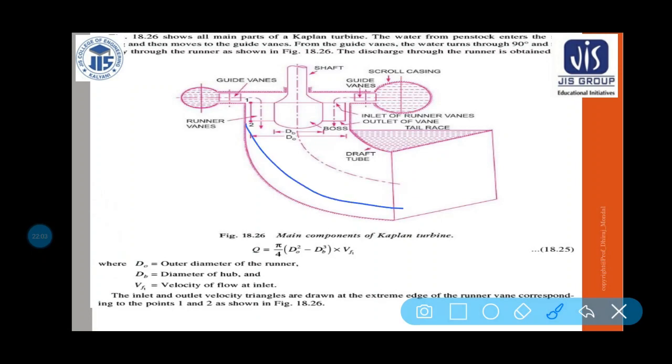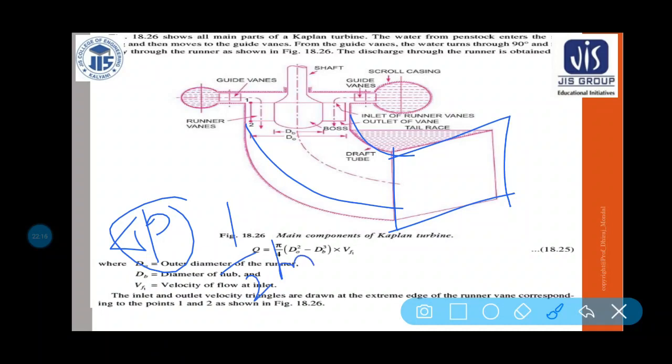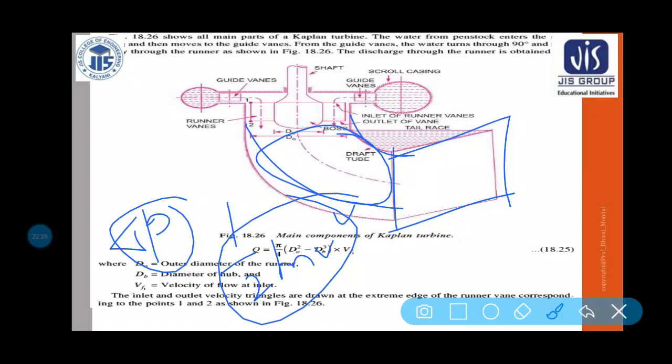And this is your draft tube. What is the function of the draft tube? The draft tube is basically used to produce pressure energy at the expense of kinetic energy. You know that the pressure available at the outlet of the turbine is basically vacuum pressure. Vacuum pressure means negative gauge pressure, or pressure less than atmospheric pressure. So it will not be easy to go out. The water cannot easily go out from the outlet of the turbine.